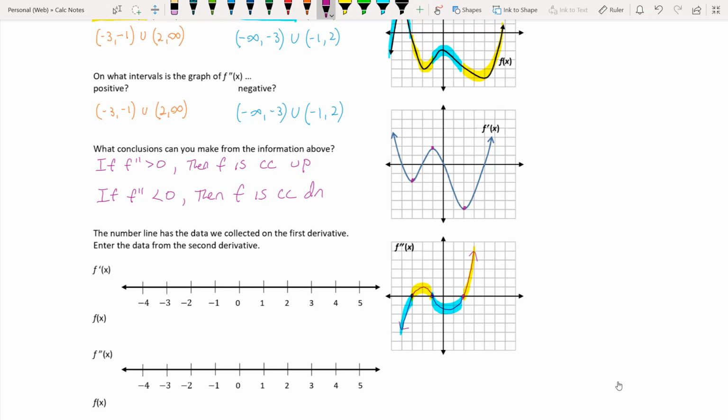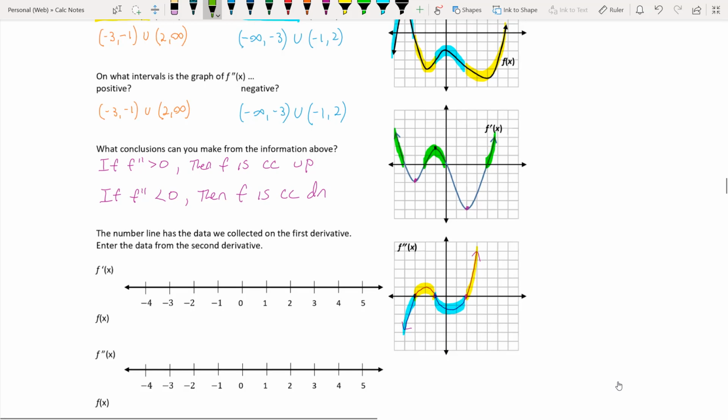So first thing we're going to talk about is f prime of x. I want to know what's happening with f prime of x. Where is it positive versus negative? I'll do a little bit of highlighting for positive here. We're positive here, here, and here. That might make it a little bit easier to see. So I'm positive from negative infinity up to negative 4.